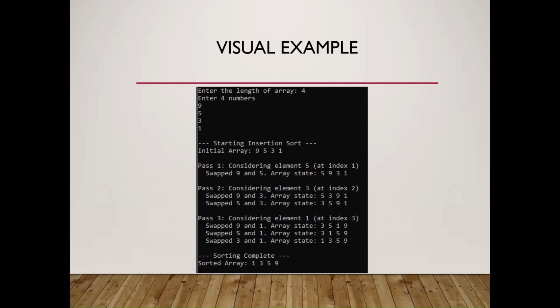Then after that, we'll consider 3 as the next element, and a swap will happen between 3 and 9, and 3 will also come before 5. Now finally, we will consider the last element, which is 1, which will be pushed to the far left of the array. So the final sorted array will be 1, 3, 5, and 9.